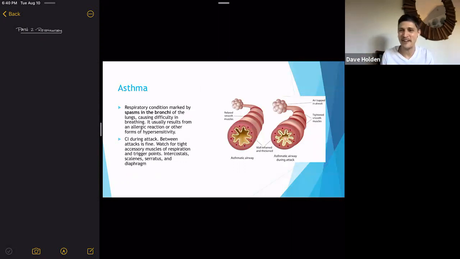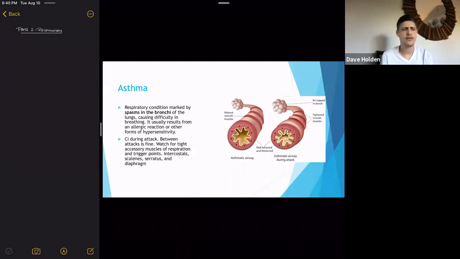All right, on a lighter note, asthma, probably one of the most commonly recognized respiratory diseases. It is marked by spasms of the bronchi. So the bronchi just cinch closed, and it suddenly becomes very difficult to breathe. Usually the cause of asthma is an allergic reaction, or it could be some other type of hypersensitivity. But again, when we say hypersensitivity, we're still talking about autoimmune. We're still in the autoimmune allergy family.